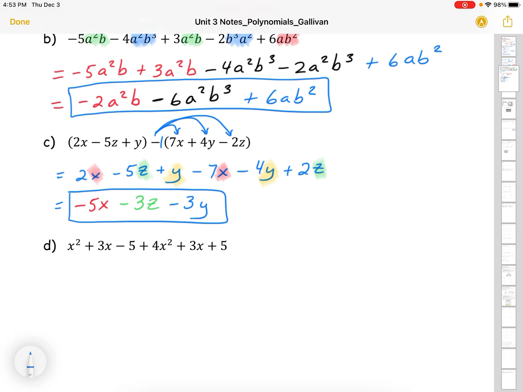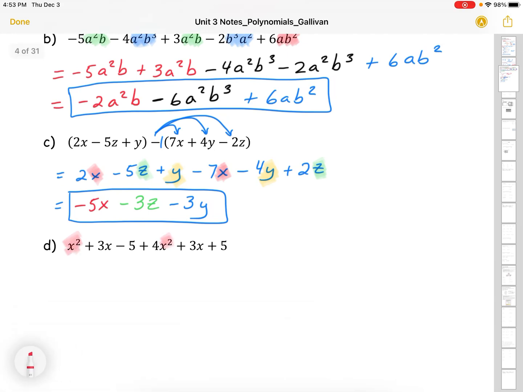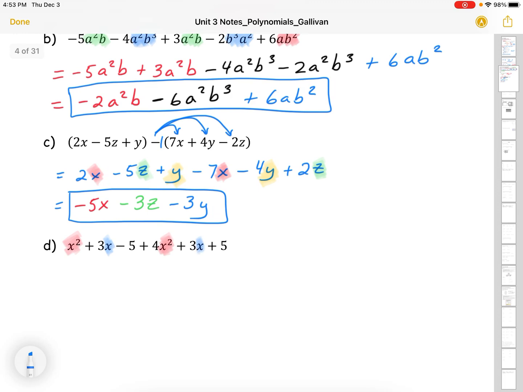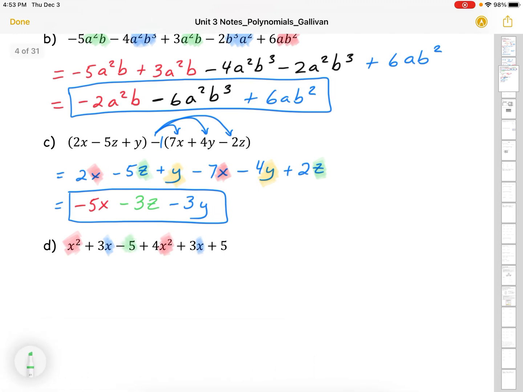Okay, you can only add and subtract them if they have exactly the same variables. So here, let's do some highlighting. I don't have to do any distributing. So I have an x squared, I have a 4x squared, and then I have an x and an x, and then I have two, they're constants, right?